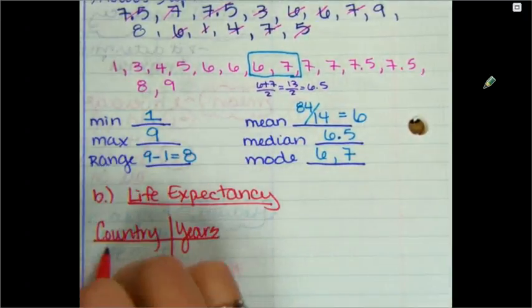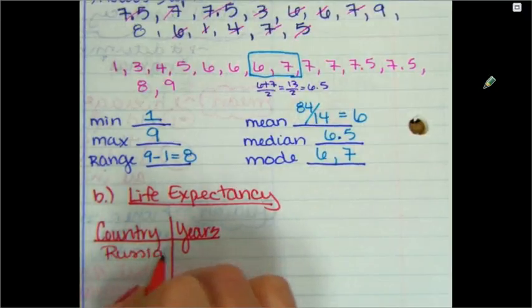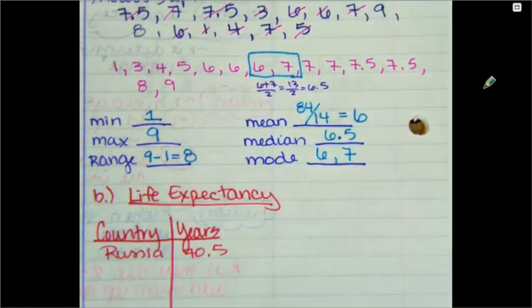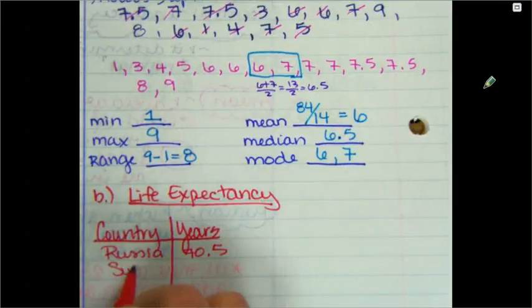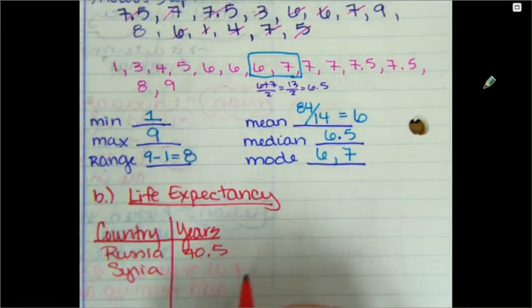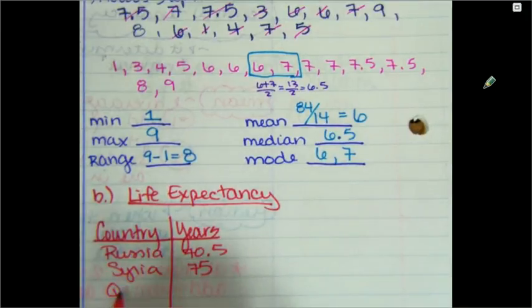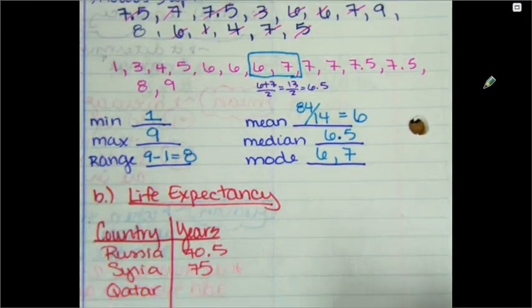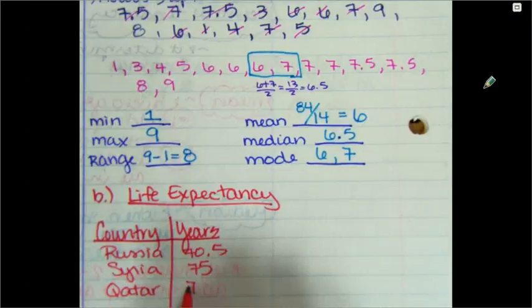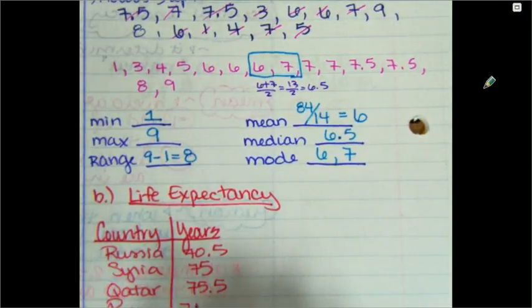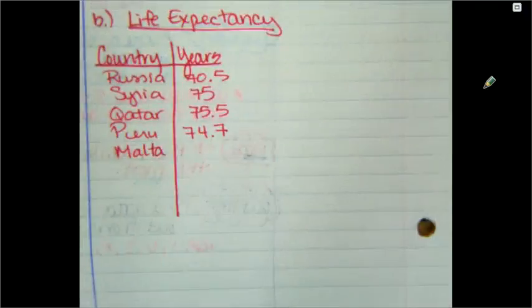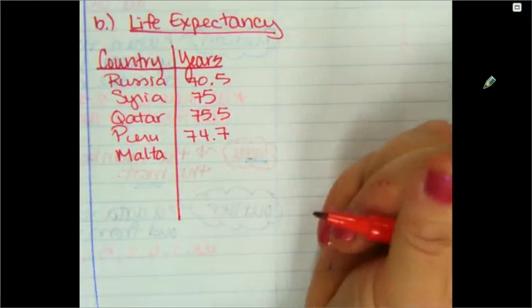So for Russia, 70.5. This is old. Syria, 75. Qatar, 75.5. Peru, 74.7. Malta, 81.